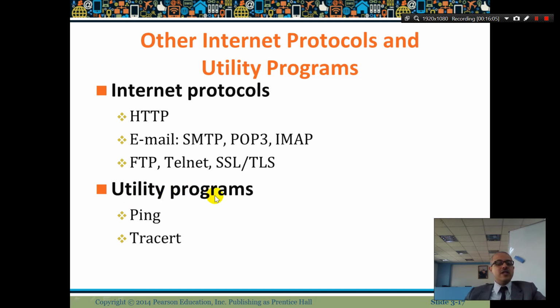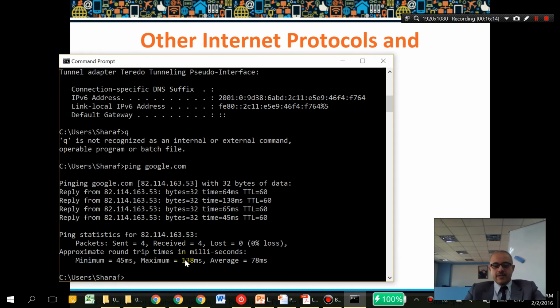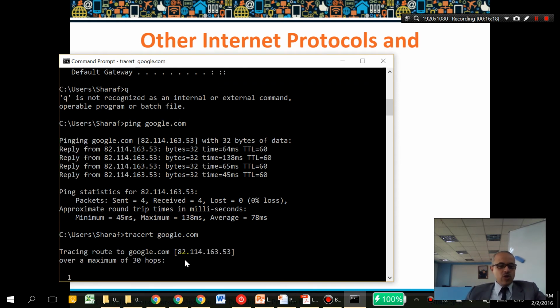And there are also some utility programs like Ping and Trace RT. So those are the examples I just showed you. Let's use this Trace RT. Just ping for Google. I do tracert google.com. This will show me how to reach the Google website, and this is the address of Google.